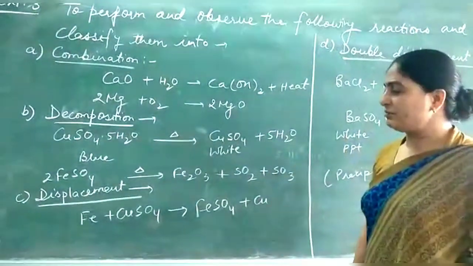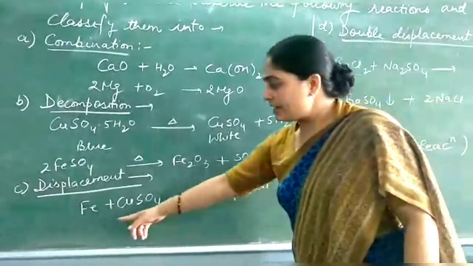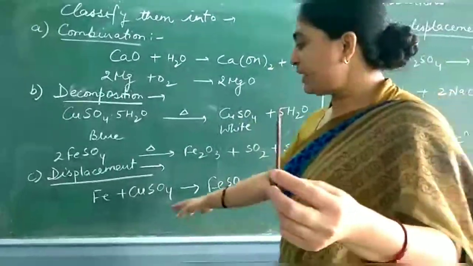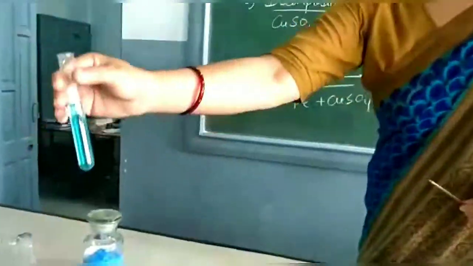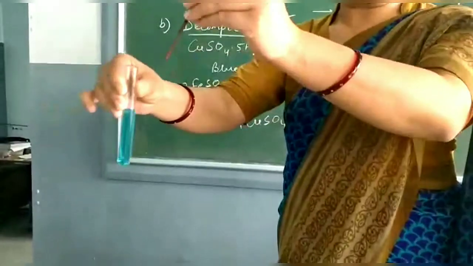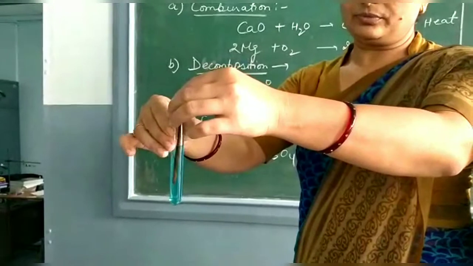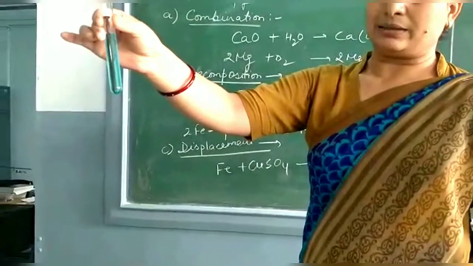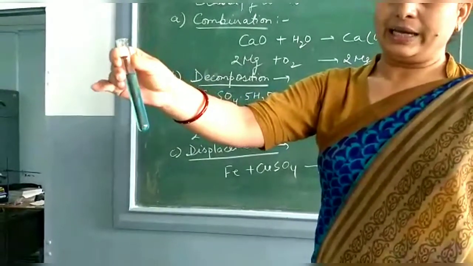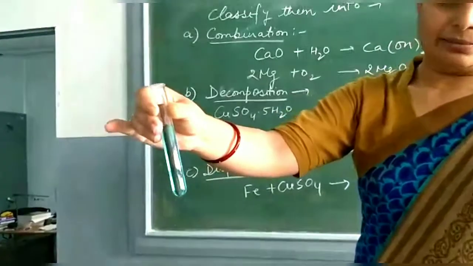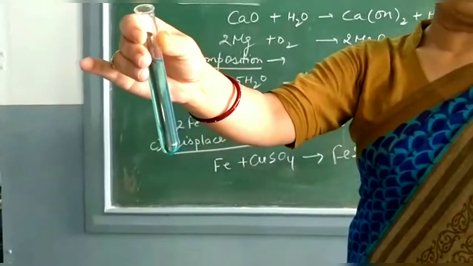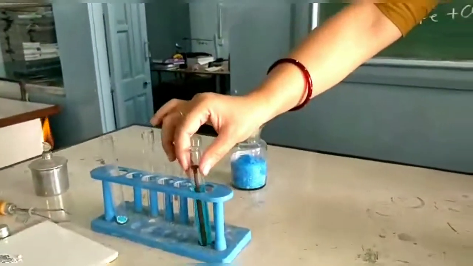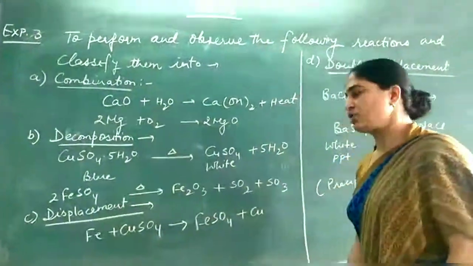Displacement reaction requires some knowledge of the reactivity series. Here I have written one equation: an iron nail is dipped in copper sulfate. I have taken this copper sulfate solution, which is blue in color, made an aqueous solution, and dipped the iron nail. The reaction is somewhat slow. You cannot see it at once, but after some time we can see the change in color. So let's wait for some time, and meanwhile we'll see another reaction and keep this here, and then after some time we'll see how it shows some change.